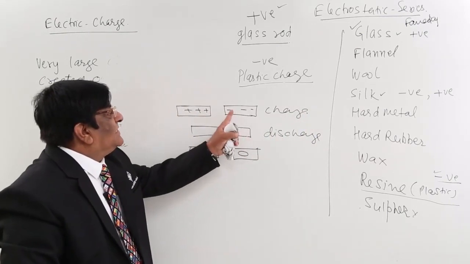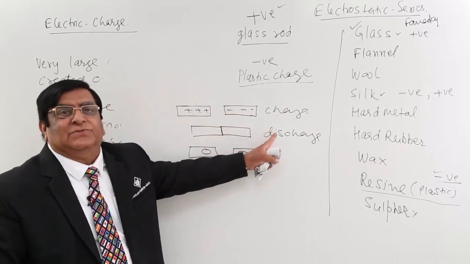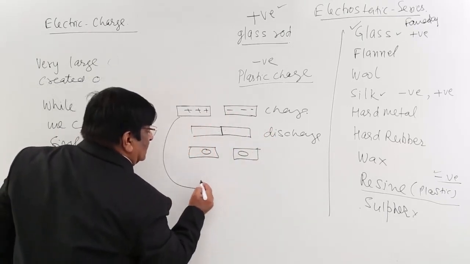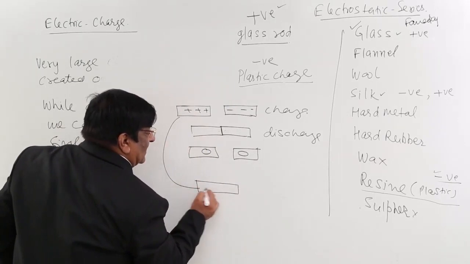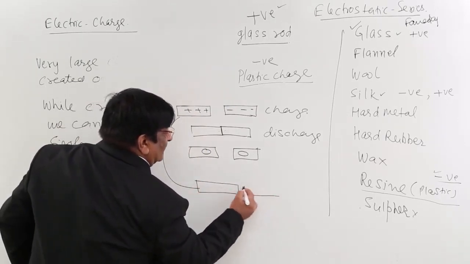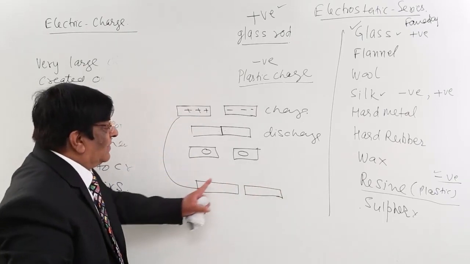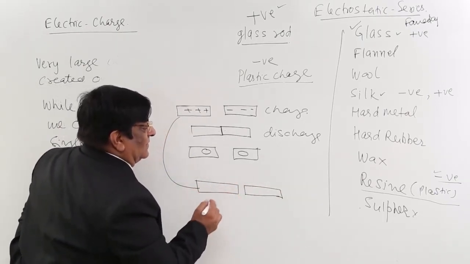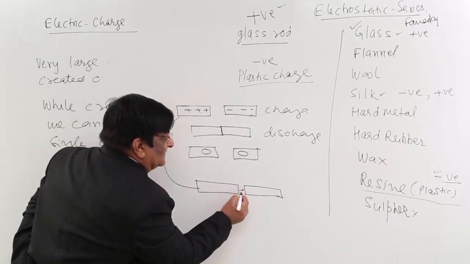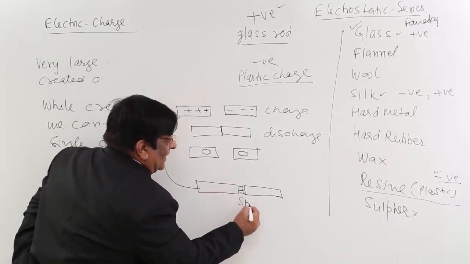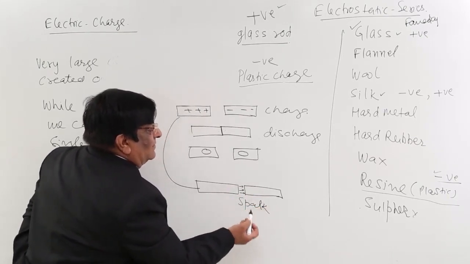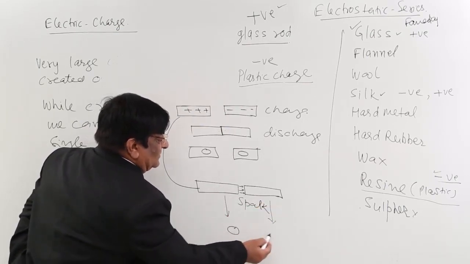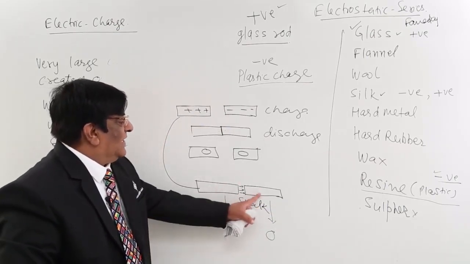So the vanishing act of the charges is discharge. How has it happened? What we have seen is, if we bring these two highly charged bodies very close to each other, practically even without touching, we see a spark here, and after seeing the spark we see that both have become zero charge, and their charge has become zero.